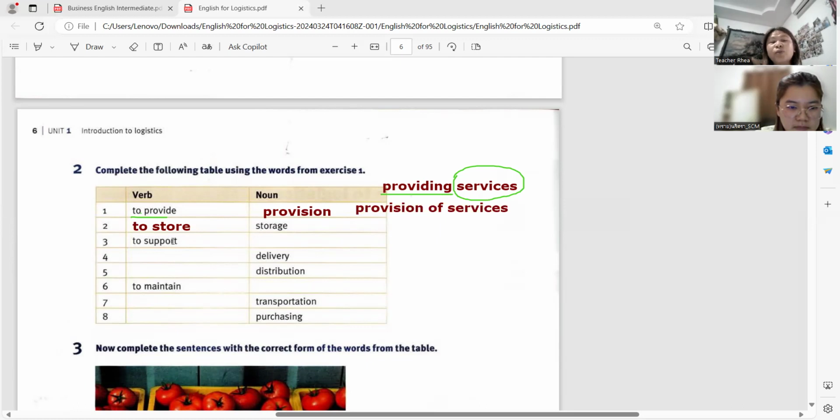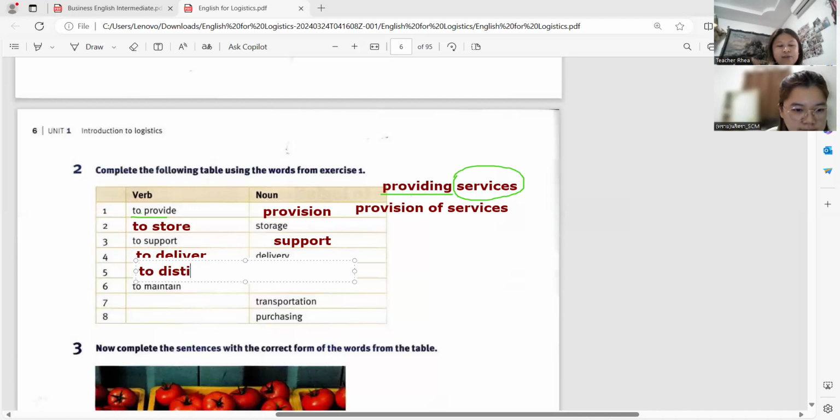Support, to support. Yes, it's only support. Next is? Deliver. To deliver, yes. Next? Distribute. To distribute. Yes, to distribute, distribution.